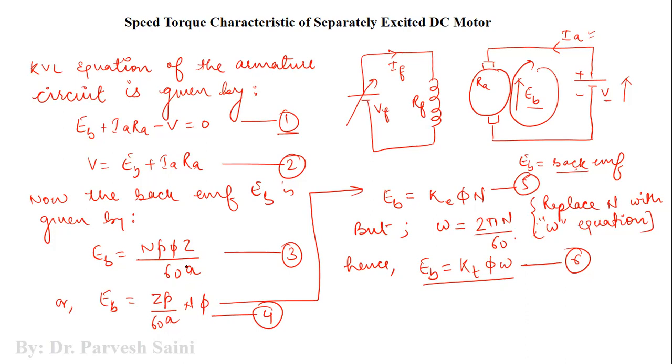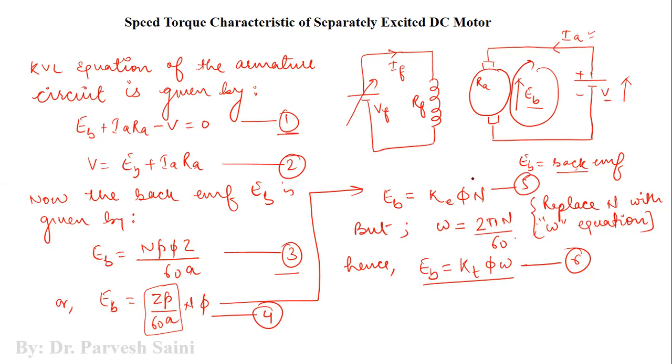Now, among these parameters, Z is a constant value, the number of poles is constant, the number of parallel paths A is constant, and 60 is already a constant value. So that means these many components of equation number 3 are constant, right? So we can write Eb is equal to Ke Φ N, and let us say this is equation number 5.